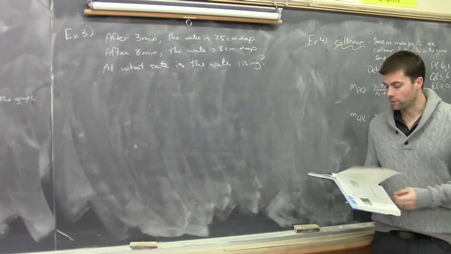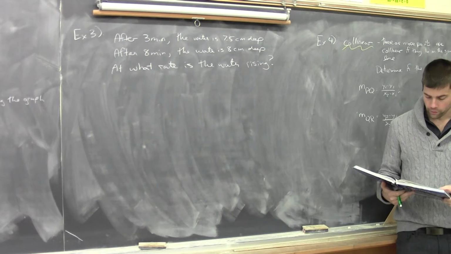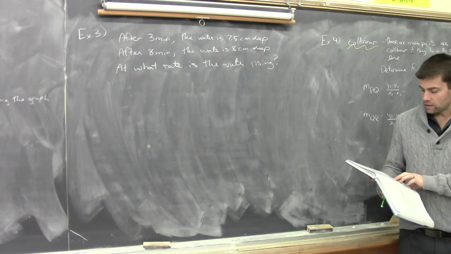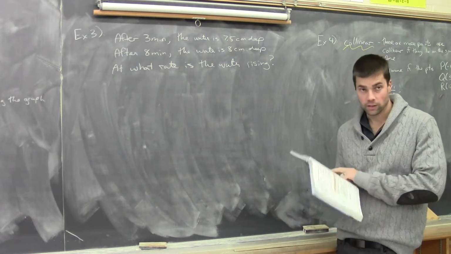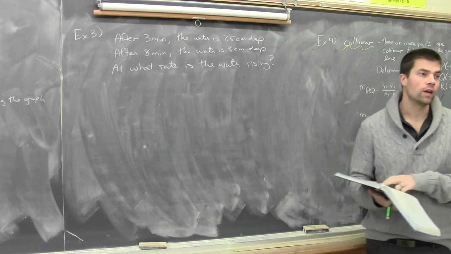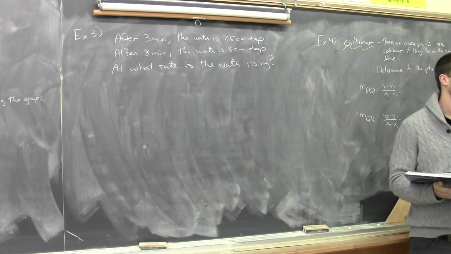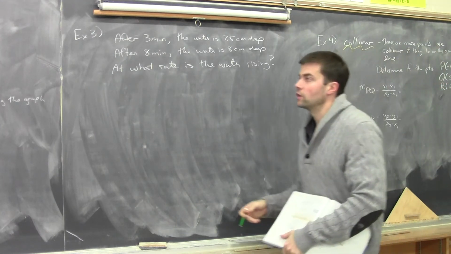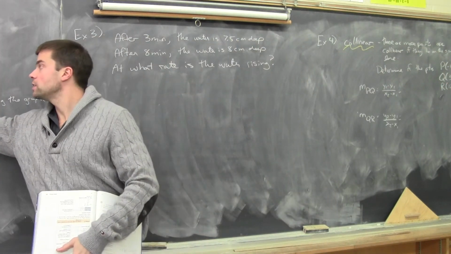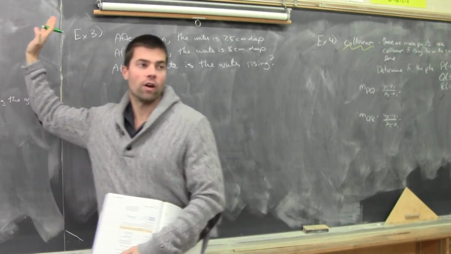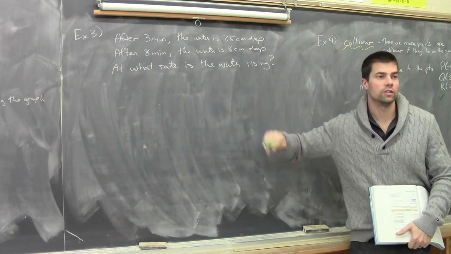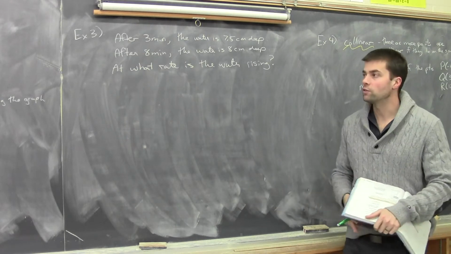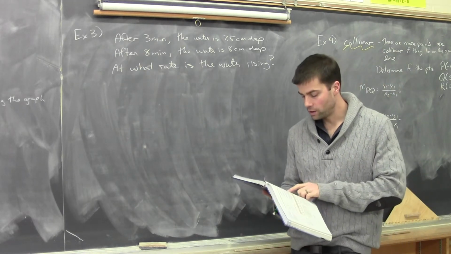Alright. Example 3 is a word problem, but it's very much the same. It says the bathtub is filling with water at a constant rate. So a constant rate, that's got to trigger something. If it's a constant rate, that means we're talking about a straight line. That's what all these graphs are. It's constantly increasing at the same rate. If it's not a straight line, then the rate at which it's increasing is changing.